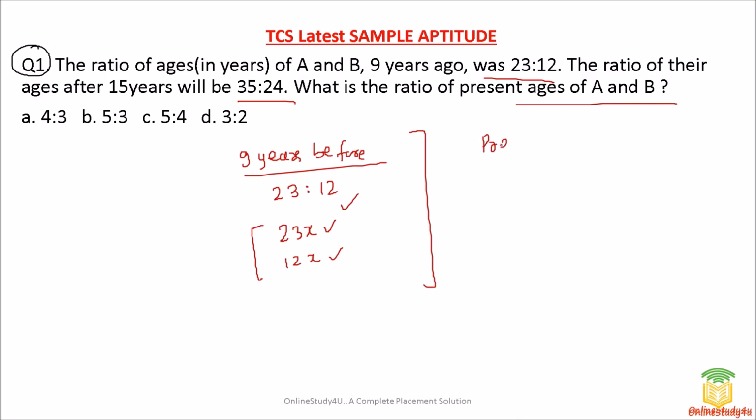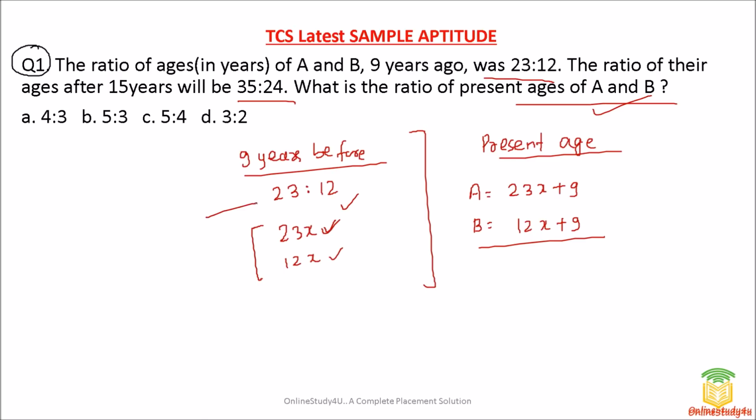So friends, this is a very simple question. With the use of short tricks and your common sense, you will be able to solve. So present age means, 9 years before it was 23x, so today the age of A will be 23x plus 9 and B's age will be 12x plus 9. Now what they are asking is the ratio of present age of A and B. So friends, x is a common value which we have assumed. If any data is given in terms of ratio, then we will be easily able to get the value just by multiplying with the same variable. So here the value of x is common in both.